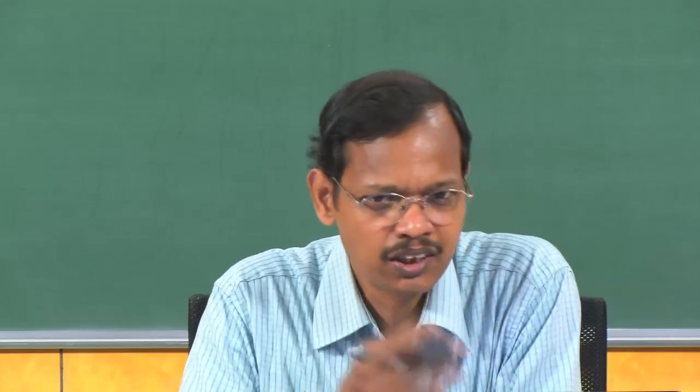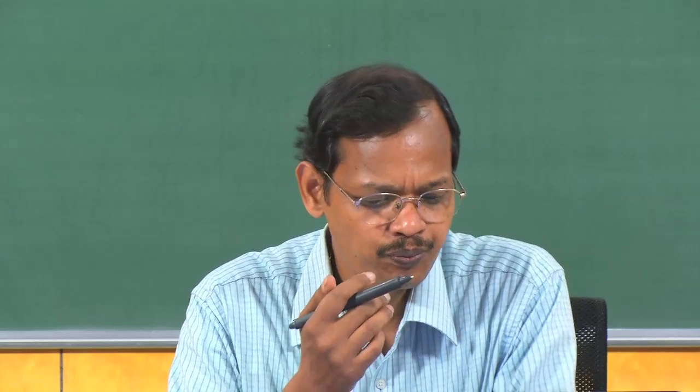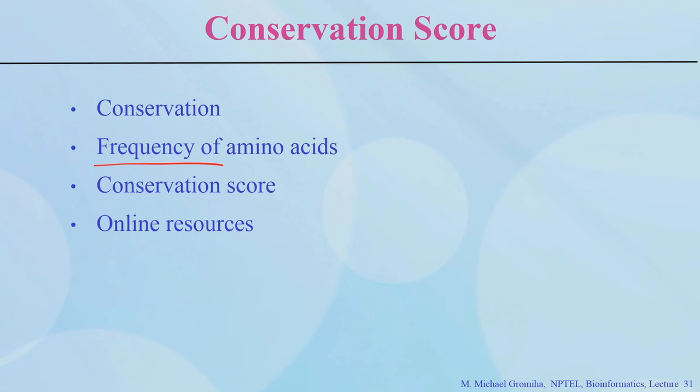So, how to calculate the conservation score? There is a 2 step procedure. First, what do you have to do? First, we have to get the frequency of amino acids, and then the score. We need to convert it into a score.